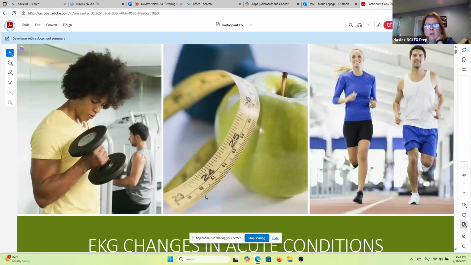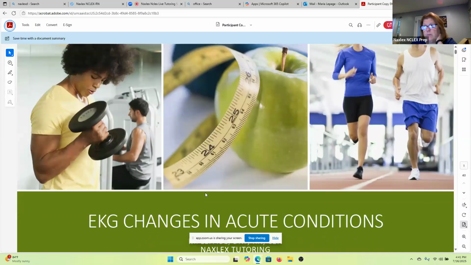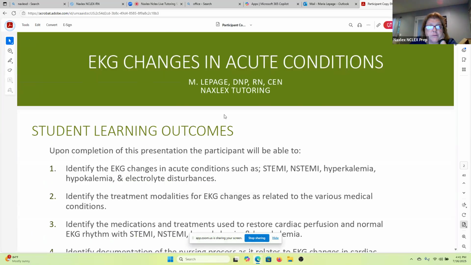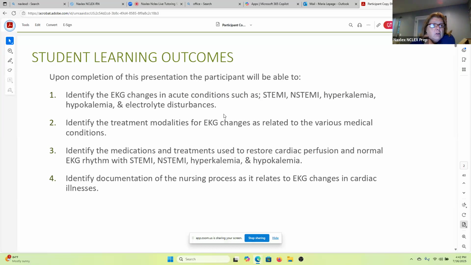Thank you. So let's talk about some EKG changes with acute conditions. When patients have a lot of electrolyte imbalances or coronary artery disease, we're going to see some EKG changes. So let's take a look at our learning objectives.